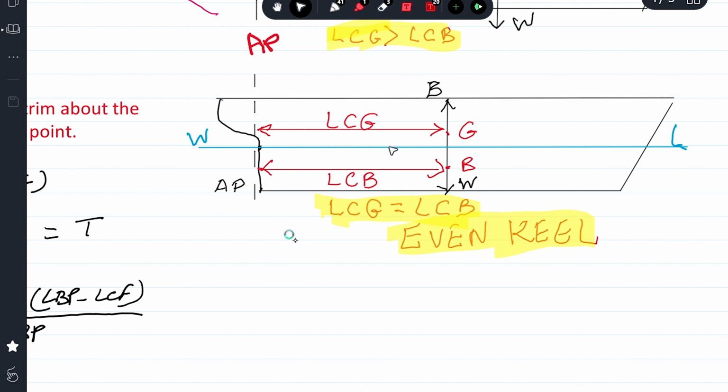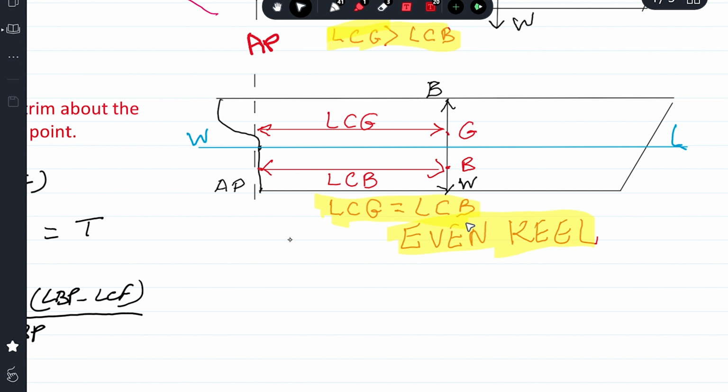KG is the distance of the ship's center of gravity from the keel, and this is from the aft perpendicular along the length of the vessel, fore and aft direction, that is LCG. So if the ship is on even keel, you can see LCG is equal to LCB. Both distances from the aft perpendicular are the same, equal to each other. So if the ship has to float on even keel, the LCG must be equal to the LCB.